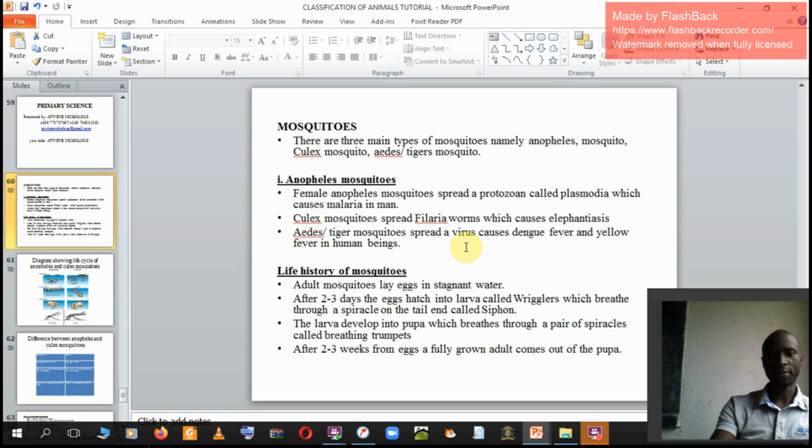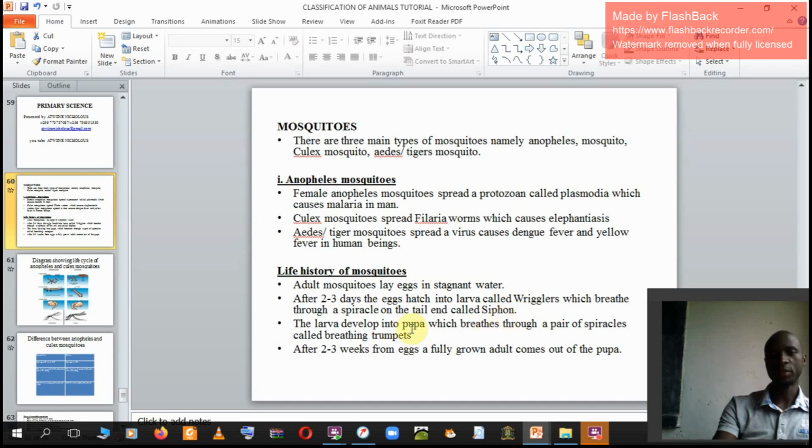We move to life history of mosquitoes. Adult mosquitoes lay eggs in stagnant water. Where do they lay eggs? They lay eggs in water that isn't moving. Then after 2 to 3 days, they hatch into larvae, and the larva of a mosquito scientifically is called wriggler. They breathe through a spiracle on the tail end, and that part they use to breathe when they are larvae is what we call siphon.